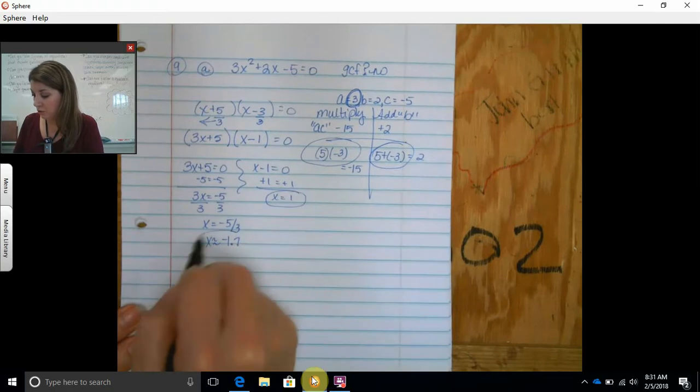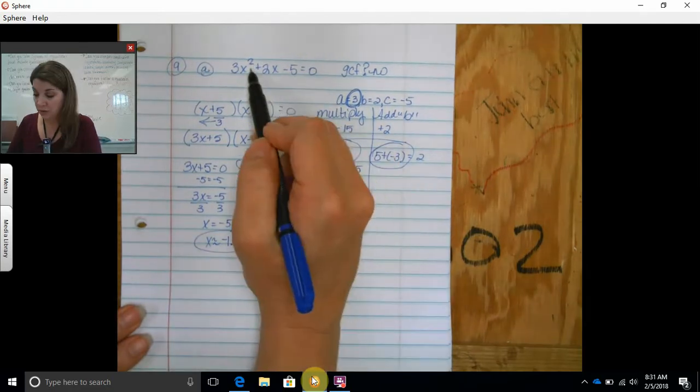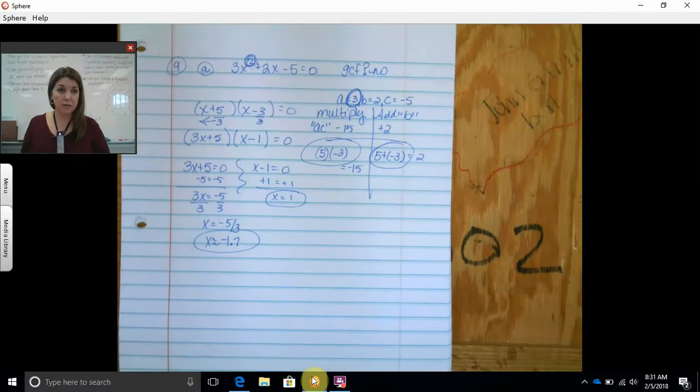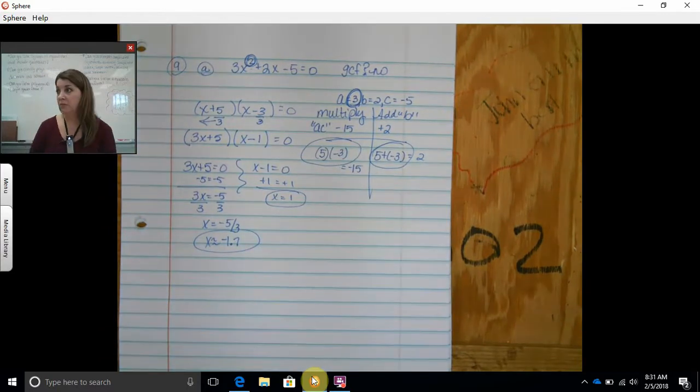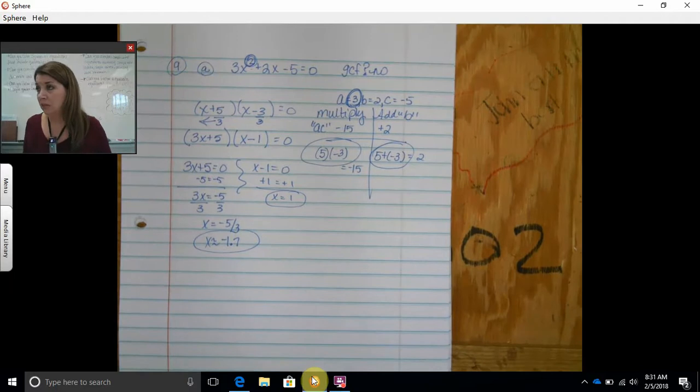I have 2 solutions. I know I should have 2 solutions because it's a second degree polynomial. 2 degrees means 2 solutions. So if I come up with 3 or 1, something's wrong. Unless the one is the same solution. Because sometimes you'll get two solutions that are the same, that still counts as 2.